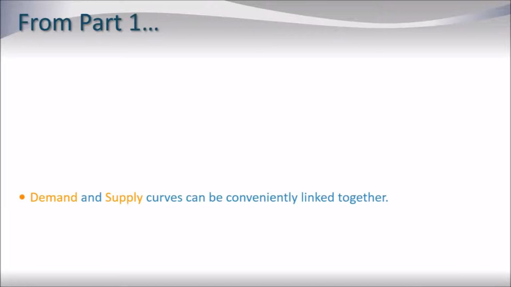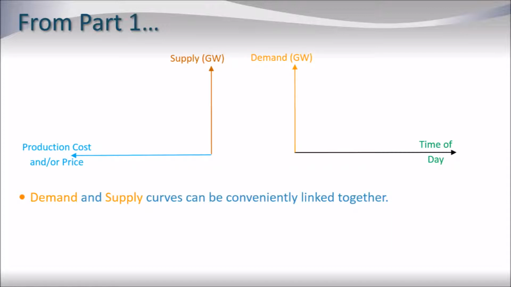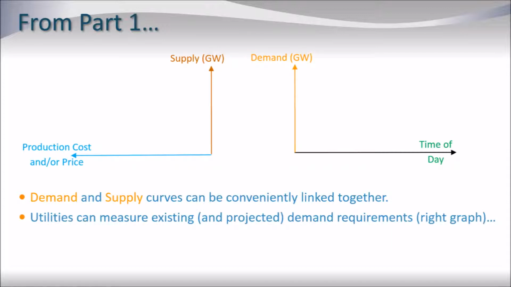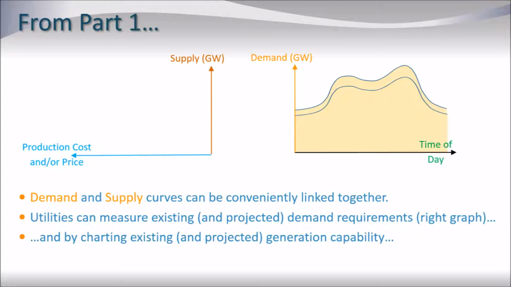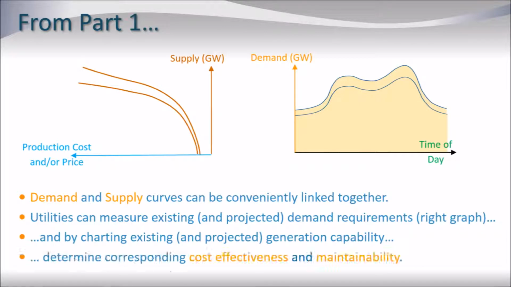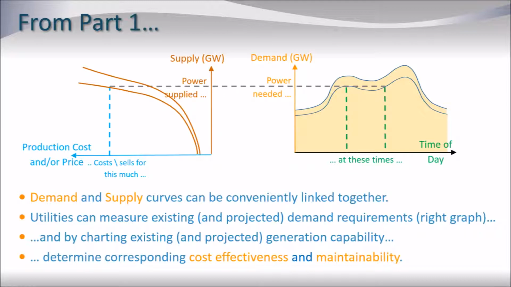Probably me. So a quick recap from our first video. Remember that demand and supply curves can be conveniently linked together. Utilities can measure existing and projected demand requirements, that's shown on the graph on the right, and by charting existing and projected generation capability on the left, we can determine the corresponding cost effectiveness and maintainability.